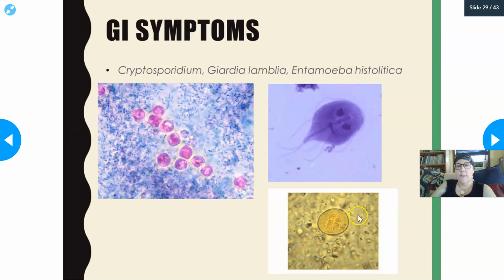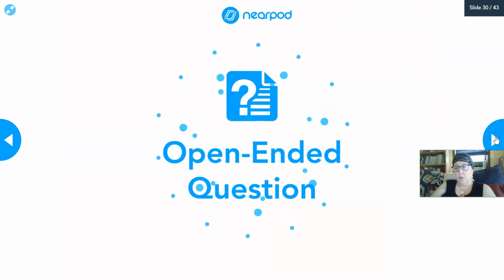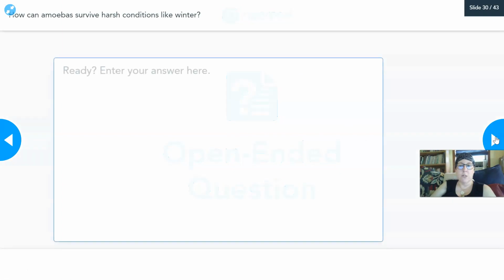So these will give you amoeba-related diarrhea that just doesn't go away unless you're treated, obviously, with the right medication. So you have to properly diagnose it.